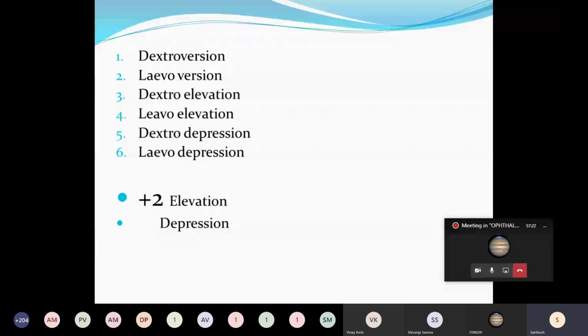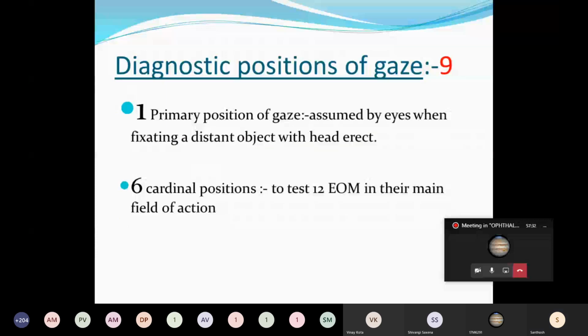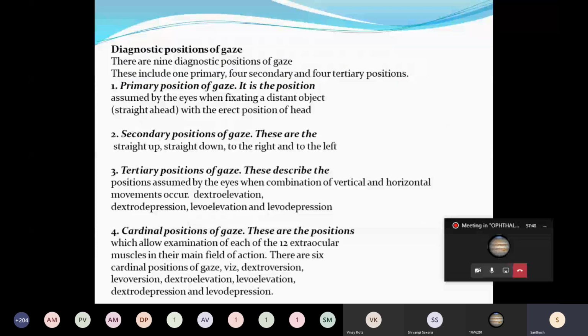Plus, you have elevation, that is direct elevation and direct depression. Direct elevation and direct depression also come under cardinal movements. Primary position of the gaze, as I told you, when you are looking straight ahead, is known as primary position of gaze. Secondary position of gaze.